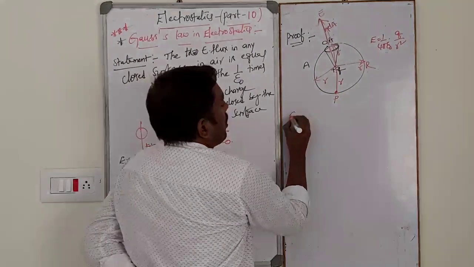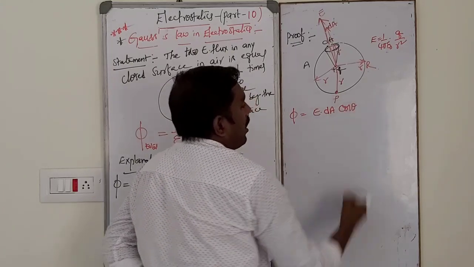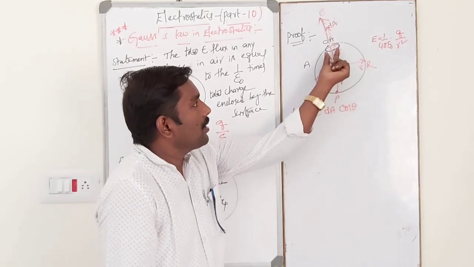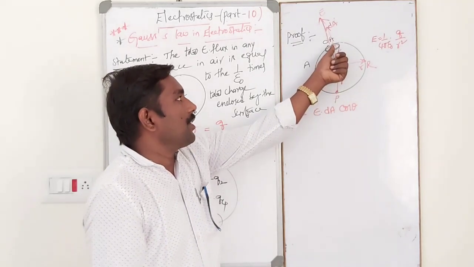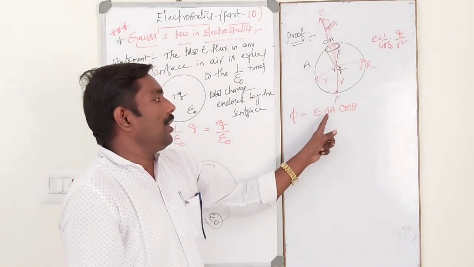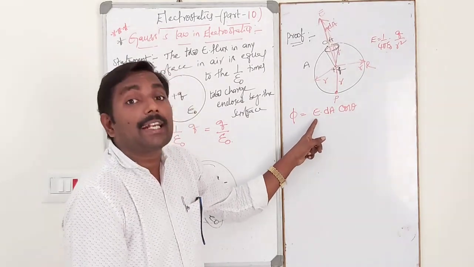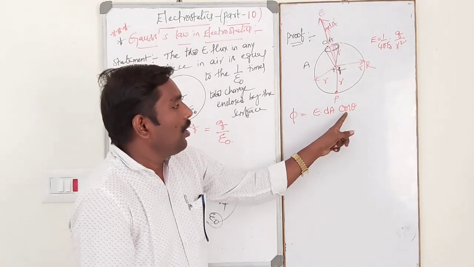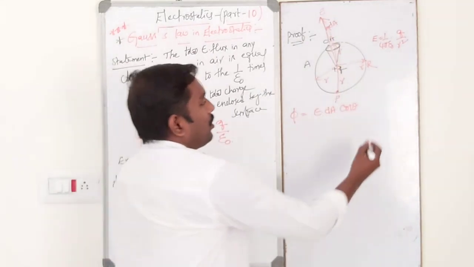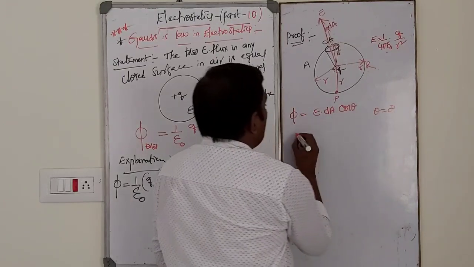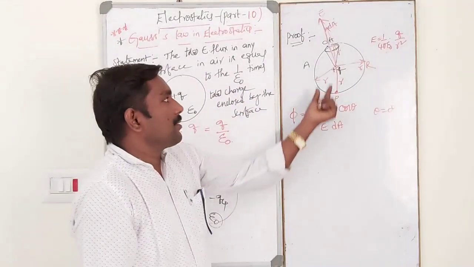In this case I want the flux. Flux phi is equal to E dA cos theta. dA means small area, and E means the electric field radially outwards on this surface. Theta is the angle between the direction of the area and the electric field. What is the value of theta? 0, because both are in the same direction. So theta is 0 degrees, and the flux is equal to E dA. This is the small flux passing through this area.